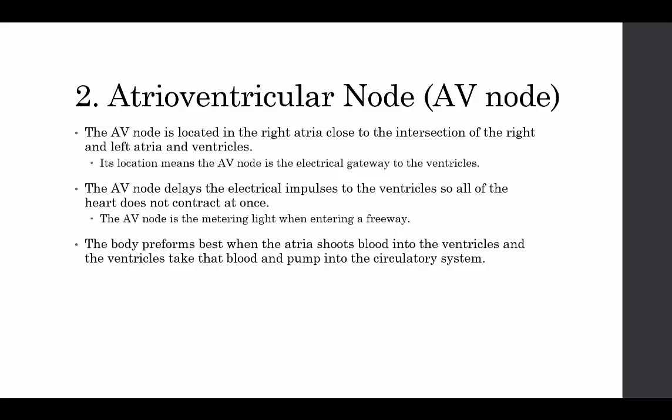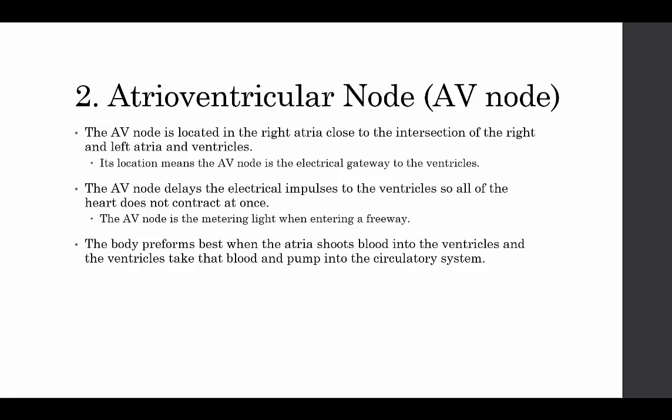Because of its location, the AV node is a perfect gateway for the electrical activity into the ventricles. This being the case, the AV node does delay the electrical impulses to the ventricles from the SA node, so the whole heart does not just contract at one time, and it moves much more efficiently. So think of the AV node as a traffic signal or a metering light to enter the freeway during commute time. The light will hold you up until it's the most efficient time to enter the freeway. The same thing is happening with the AV node.